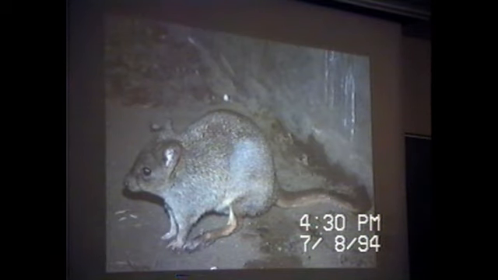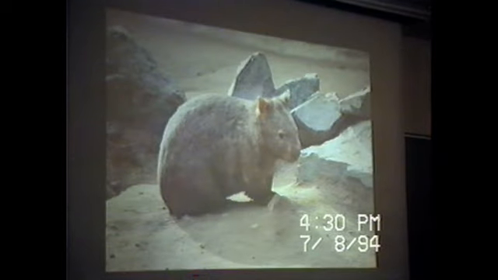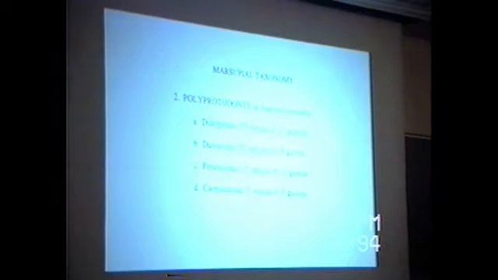The arboreal macropods like the tree kangaroos. This is a bettong. And of course, for those zoos that can afford the very best, this is the koala. What Dick likes to call the poor man's tree kangaroo. And this is a naked-nosed wombat.